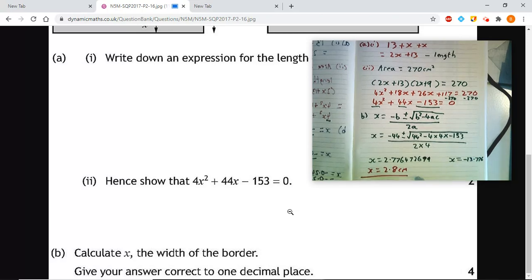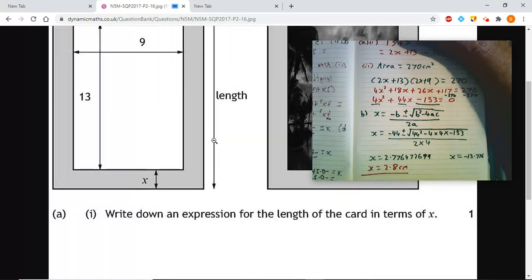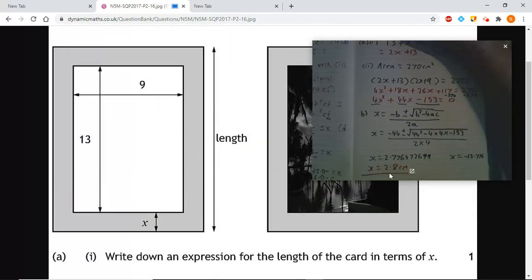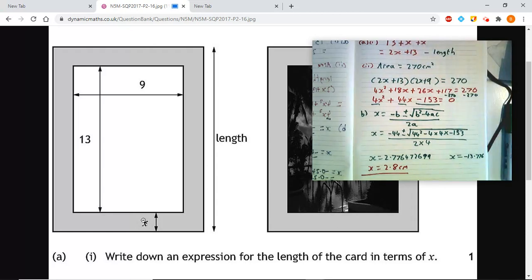And if you're wondering why I'm ignoring this other answer here, well, think back to the context of the question. This question is about a photo frame. We are now saying that x is 2.8 centimeters, which I think makes sense. If this is 13, then this being 2.8 is reasonable. This length can't be negative because of the context of the question. A photo frame can't have a border that is negative in length.